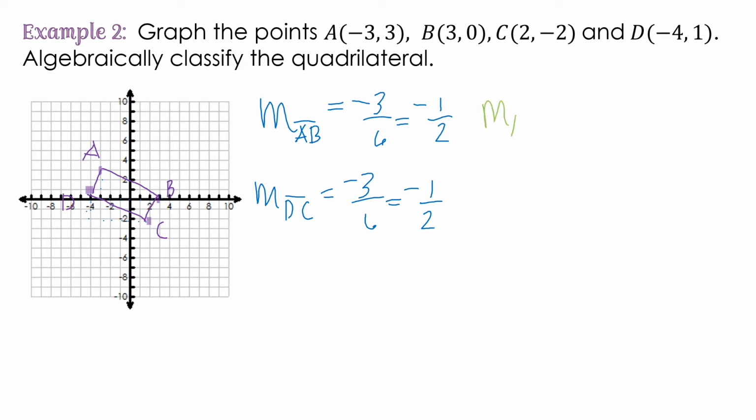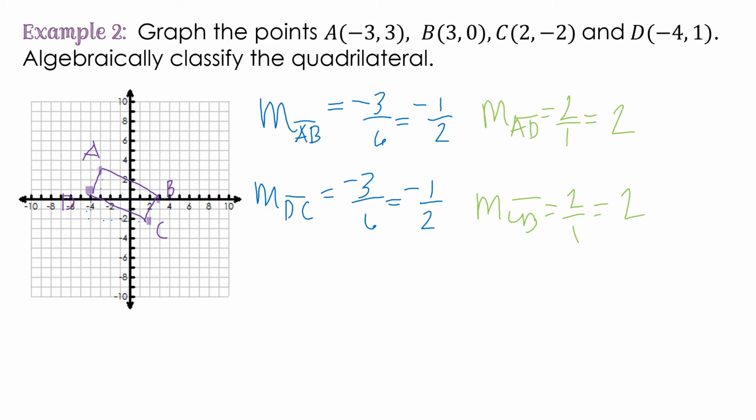So AD, I'm going to count from D to A. So I'm going to go up 2 and over 1. Up 2 is positive, over 1 is positive, so that's +2. And then C to B, up 2, also over 1. Okay, so when you compare AB and DC, those are the same, so they're parallel. And the slope of AD to the slope of CB, they're the same, so they're parallel. That supports that it's a parallelogram.